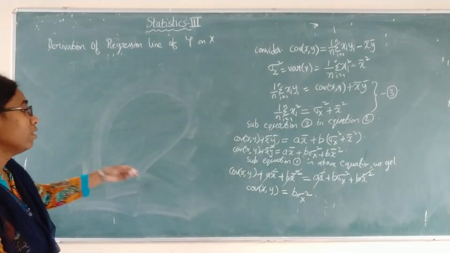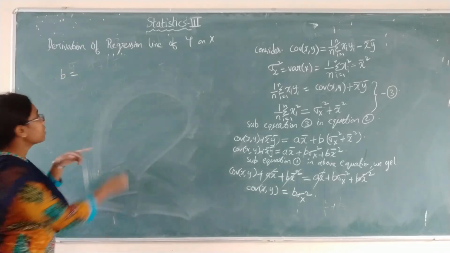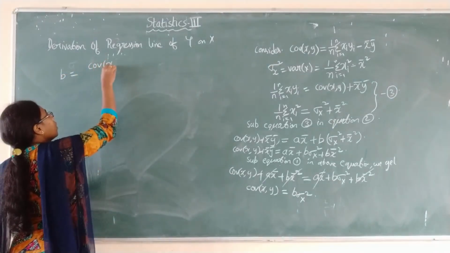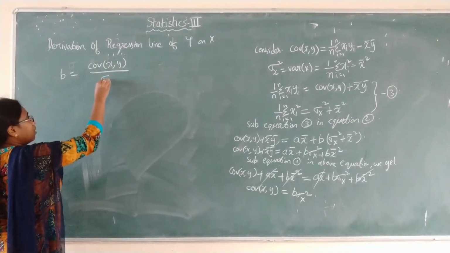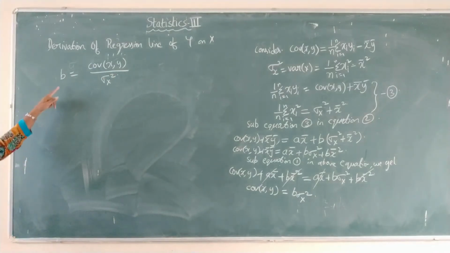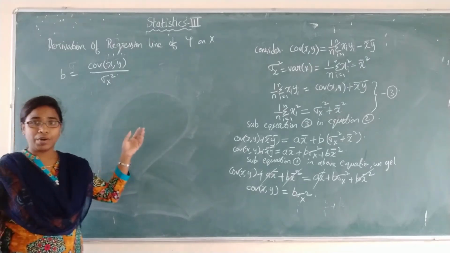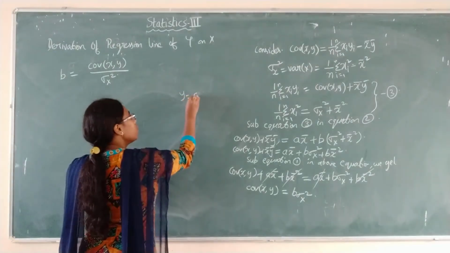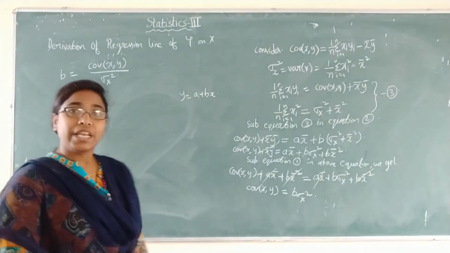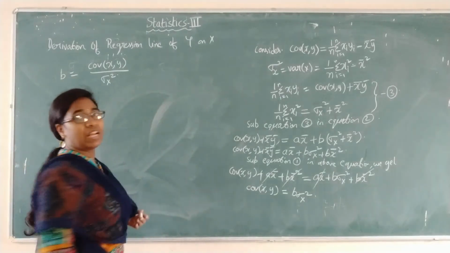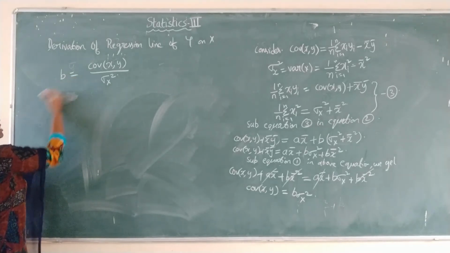So from that, what is the b value? b equals covariance of x comma y divided by sigma x square. This is the b value. So what is b here? b is the slope, right? We have considered y equals a plus bx. Since b is the slope, it is nothing but the regression coefficient. So this is the b value we get, and in the simplification, what is our formula?